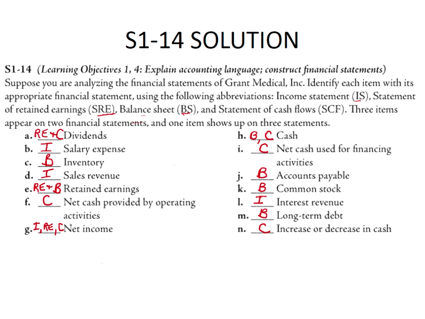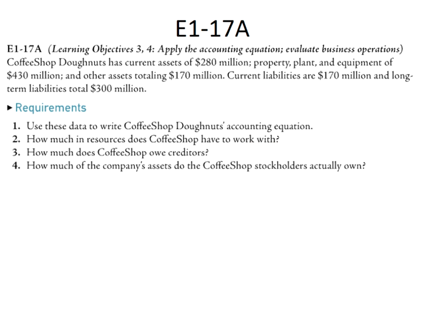Okay, so what we're going to do now is another homework problem, exercise 1-17A. And this is one of my favorite exercises because it's so neat. It's kind of like a puzzle, but it's not a very hard puzzle. It's kind of fun. So, first thing, it tells us that we have current assets of $280 million, property, plant, and equipment of $430 million, and other assets of $170 million. Great. Current liabilities are $170 million and long-term liabilities $300 million.